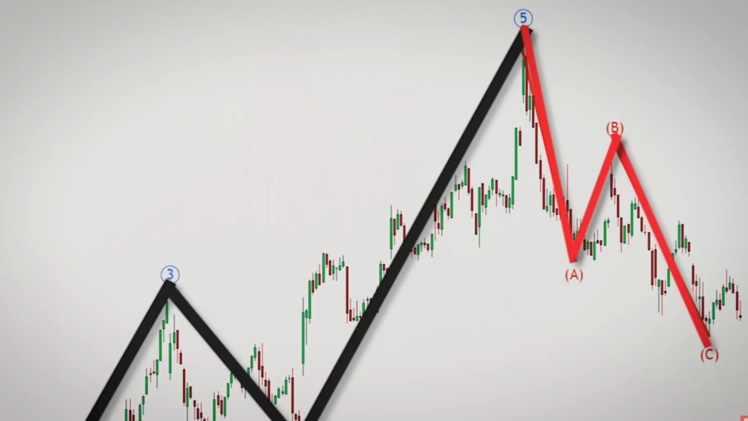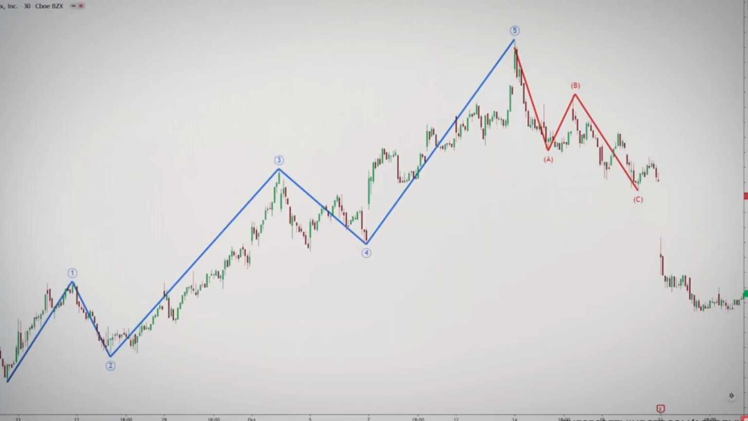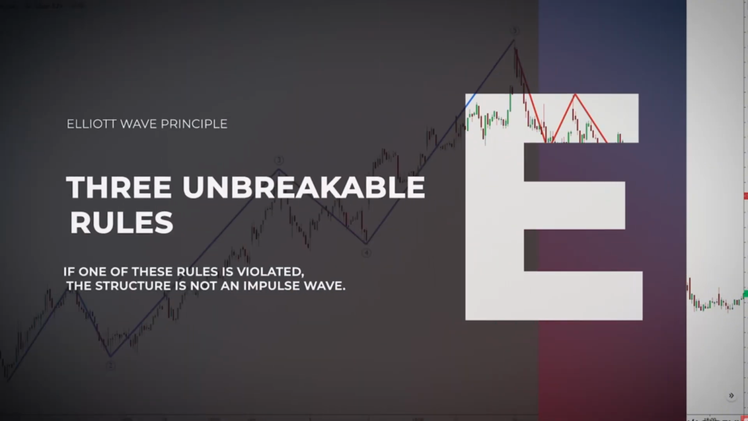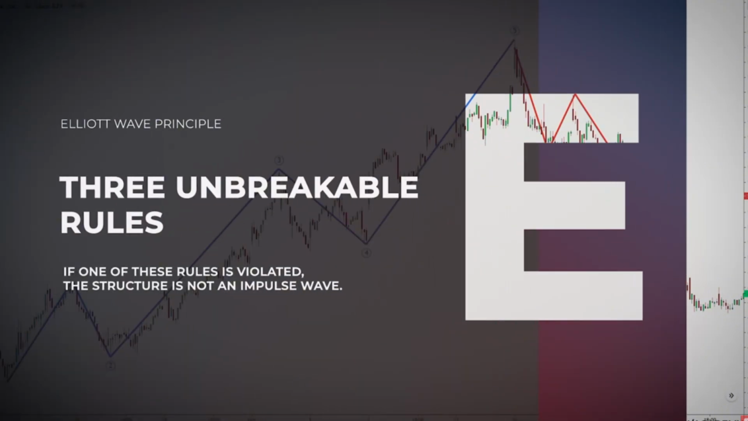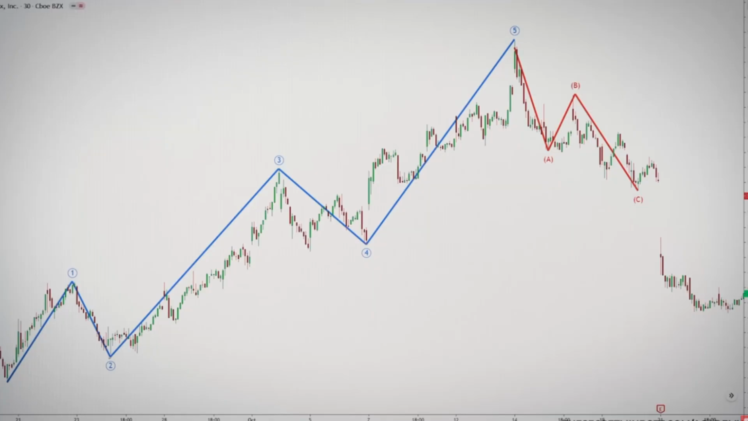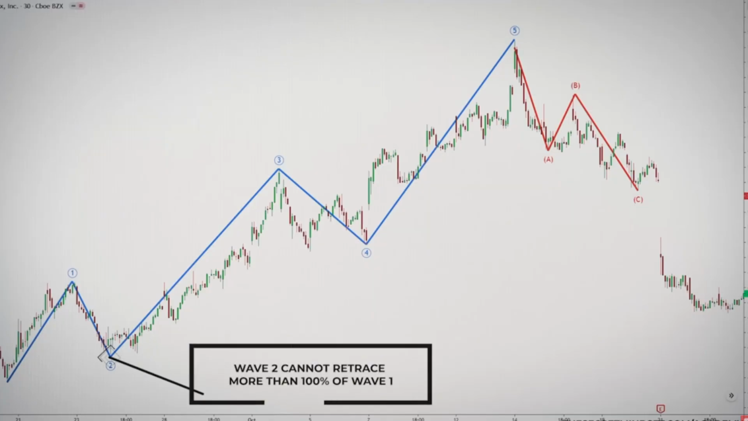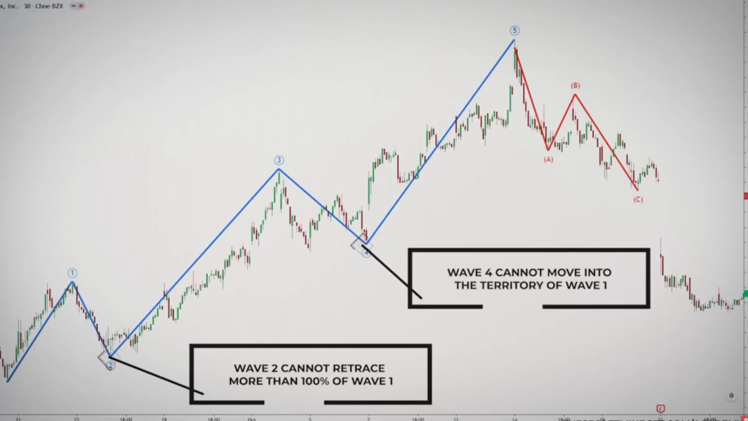There are only 3 unbreakable rules as it relates to the Elliott wave principle. The first rule is that wave 2 cannot retrace more than 100% of wave 1. The second rule is that wave 4 cannot move into the territory of wave 1, and finally, wave 3 cannot be the shortest wave amongst waves 1, 3, and 5.